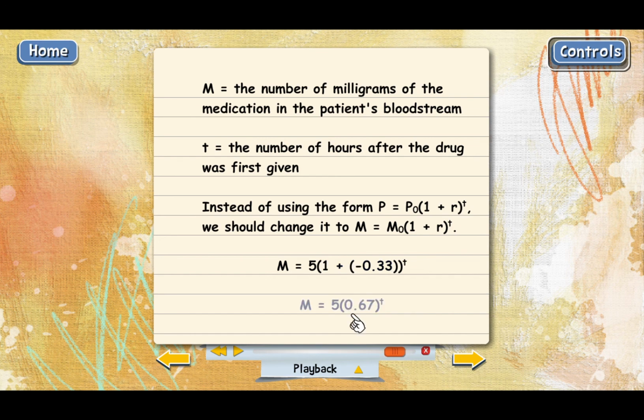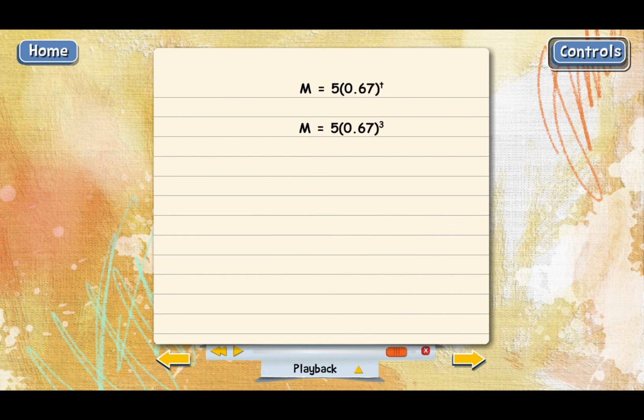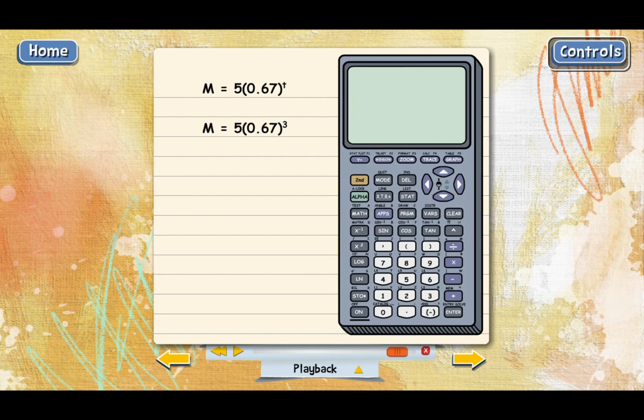And then we can use this to figure out how many milligrams of the drug are in the patient's bloodstream after a certain number of hours. Let's figure out how many milligrams there are in the bloodstream after 3 hours. To do that, we just need to put 3 in for t. And then we need to calculate the matching value for m. I'm going to use a calculator on this. I'll just put in 0.67, and then we want to raise that to the third power, so I'm going to press the exponent key, and then 3, and then enter. And so this is the value of the power, and then now I can multiply that by 5, and then press enter again, and we get 1.50 something.